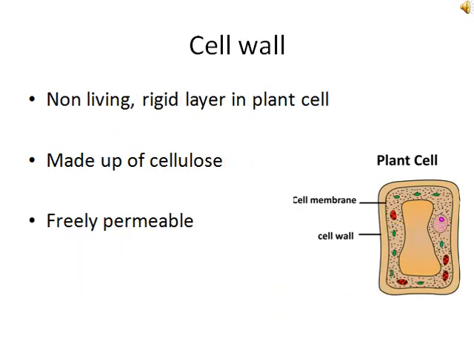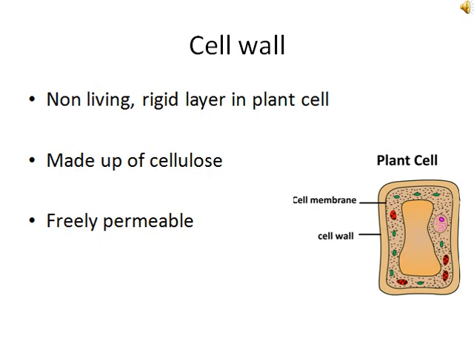In addition to the plasma membrane, plant cells contain another layer outer to the plasma membrane, that is the cell wall. It is found only in the plant cell. It is made up of a non-living substance called cellulose. It is a rigid layer and it is freely permeable. That means it allows all the materials to pass through it.